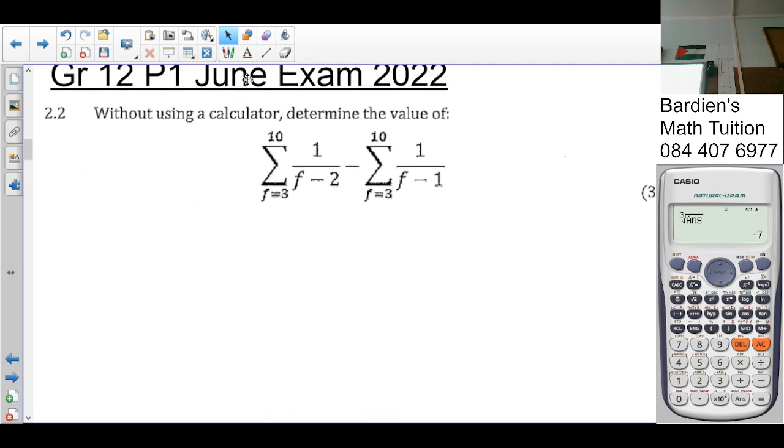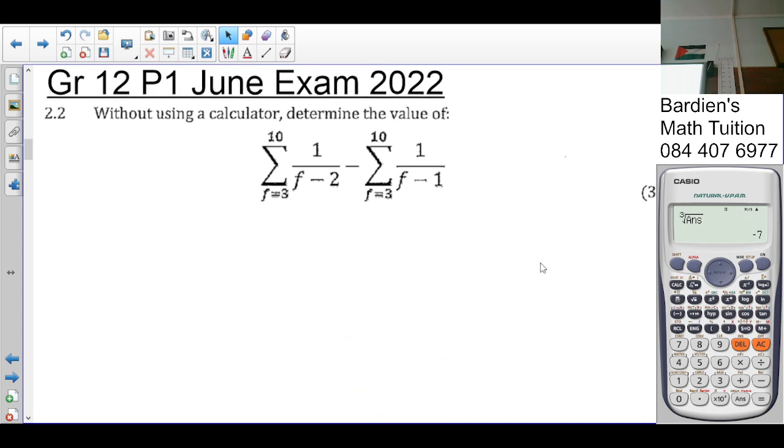In question 2.2, it says, without using a calculator, determine the value of it. So this is your sigma question. What does sigma stand for? Sum of. So in other words, the sum starting at 3 to 10 terms, for a general term 1 over k minus 2, minus again sigma, the sum starting from 3 to 10 with a general term of 1 over k minus 1. So if I write this out, we always tend to write the first 3 terms out when we have sigma anyway.